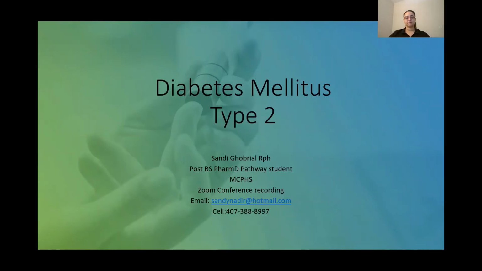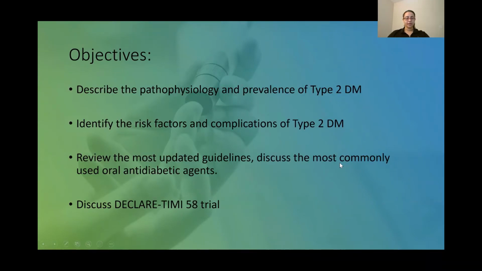I'm a student at Massachusetts College of Pharmacy and Health Sciences, and today I will be speaking about diabetes type 2. My objectives for this presentation are to describe the pathophysiology and prevalence of type 2 diabetes, identify the risk factors and complications of type 2 diabetes, review the most updated guidelines and discuss the most commonly used oral anti-diabetic agents, and to discuss the DECLARE 58 trial.